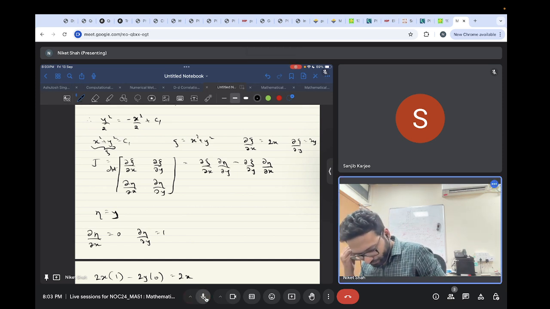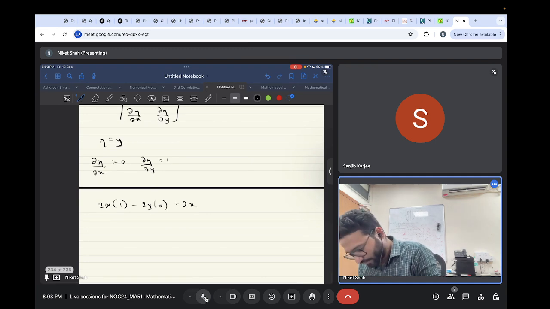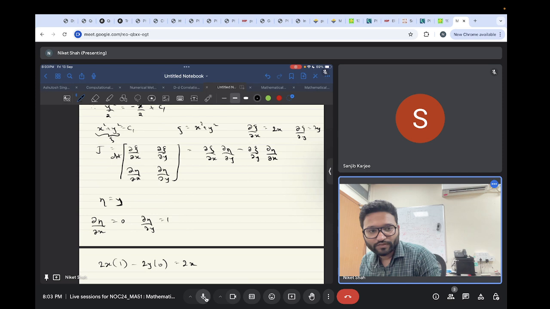Okay, so we can see that this Jacobian, yeah, I'm audible. So we can see that this Jacobian gives out a non-zero number.